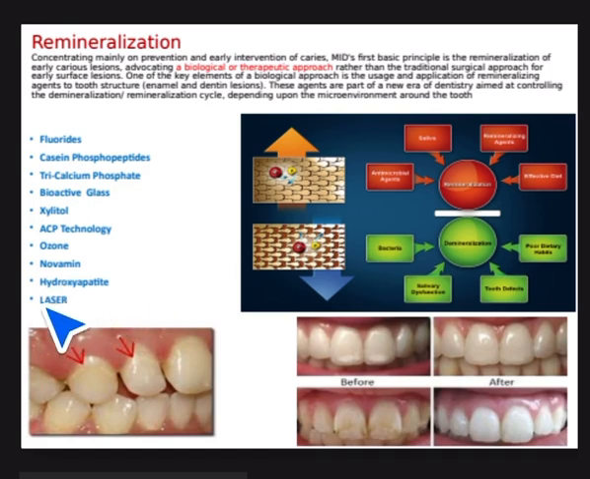Laser causes remineralization. So look at these materials and you will think, oh, where can I get them? This is too complicated. Check your toothpastes. Check your mouthwashes. They contain these substances. They contain fluoride, they contain bioactive glass, they contain calcium, they contain xylitol, they contain ozone, they contain novamin. All these are used for remineralization.